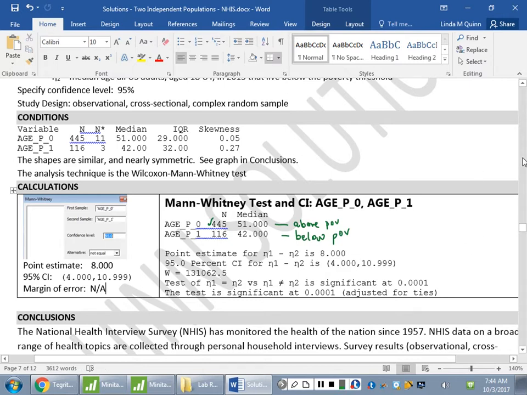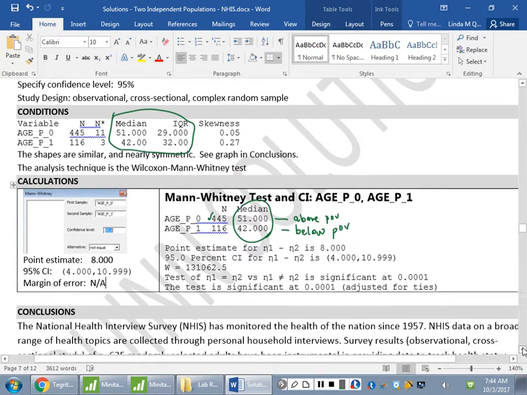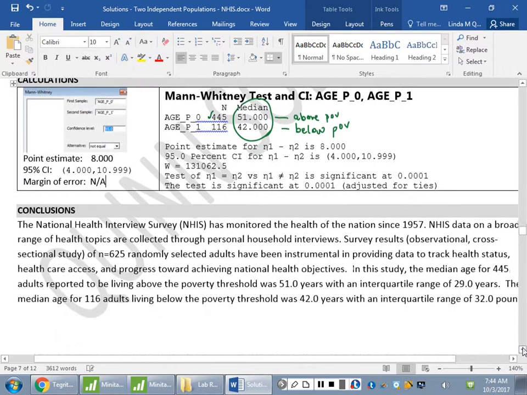Okay? But remember that these are the statistics I want to talk about in the conclusion section. Now, I want to talk about it with the IQR, which is quite honestly why I wrote and got those up here. Okay? Because you need a measure of spread as well. So down here in my conclusion section, the first thing you see is that in this study, the median age for 445 adults reported to be living above poverty was 51 with an IQR. Median age for 116 adults living below the poverty threshold was 42 with an IQR of 32. Okay. Next thing I want to point out is that my confidence interval is all positive.